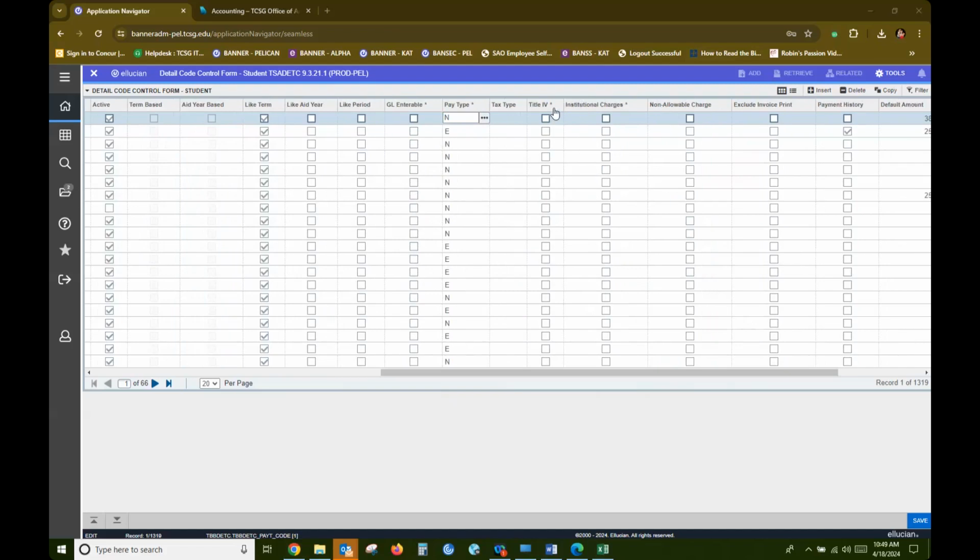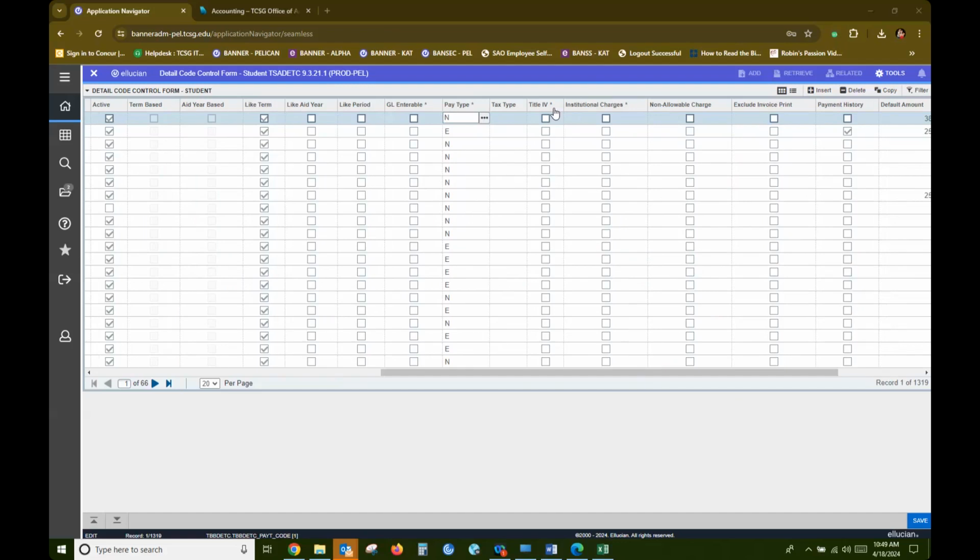TIV, so your Title IV. The main ones that are going to be checked as Title IV here are Pell and SEOG, because those are your Title IV payments. Now, some colleges have their HOPE checked as Title IV. HOPE is not a Title IV fund.